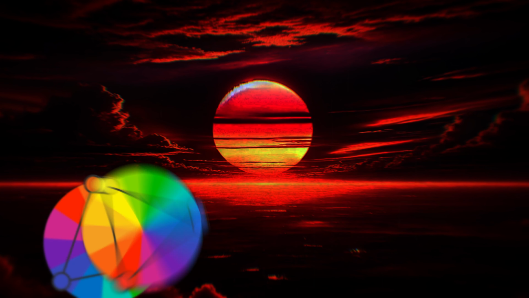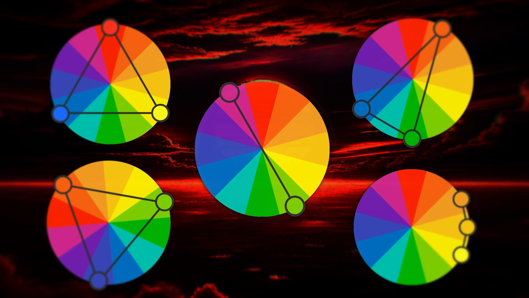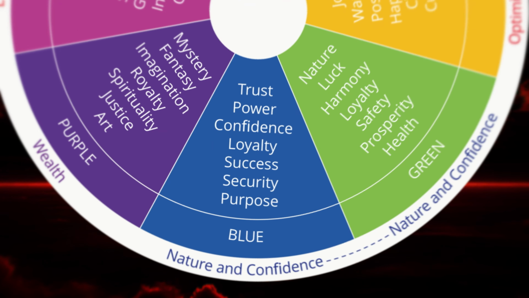Fifth, stick to the color wheel. If you're out of ideas for your thumbnail, look for patterns in the color wheel and keep in mind the emotion you want to convey. Blue for trust or power, purple for mystery, and so on. And most importantly, contrast. If your thumbnail blends in, it gets ignored.